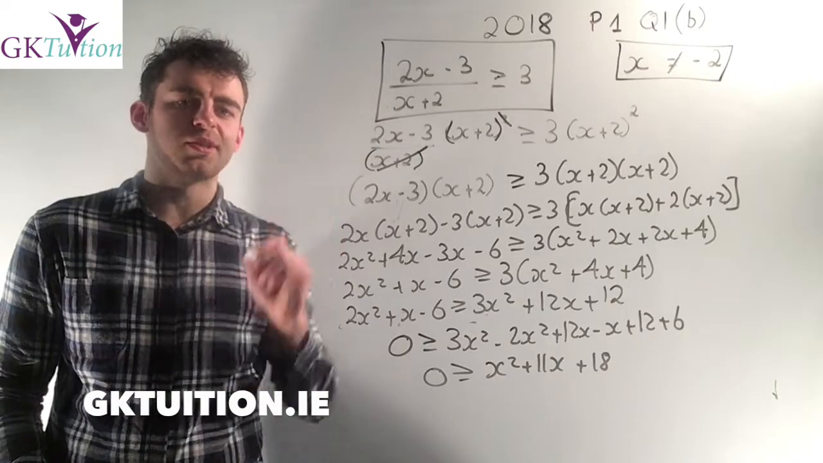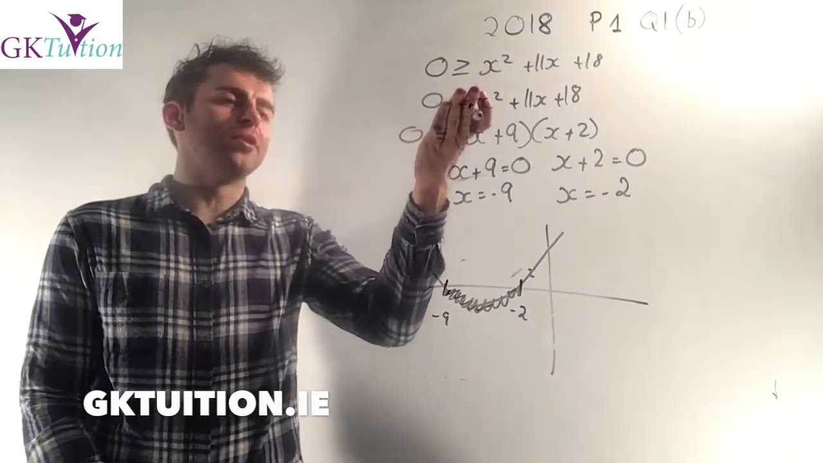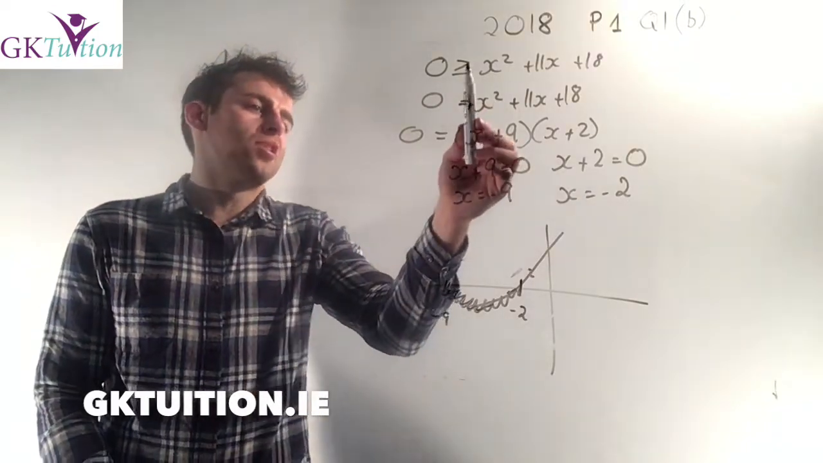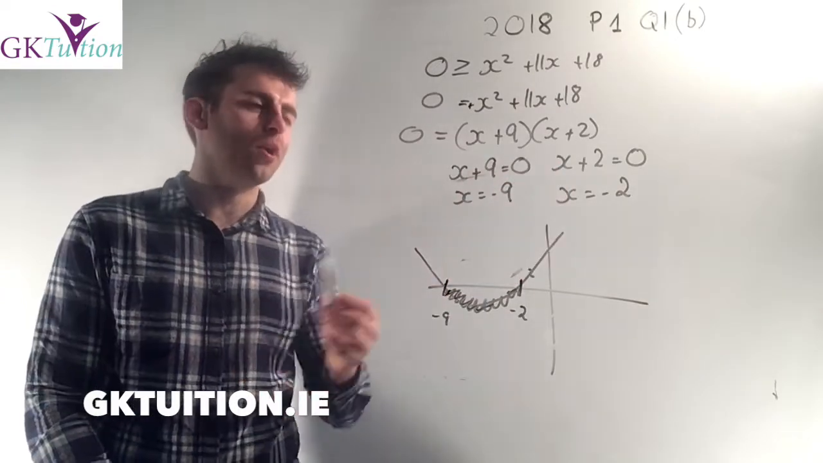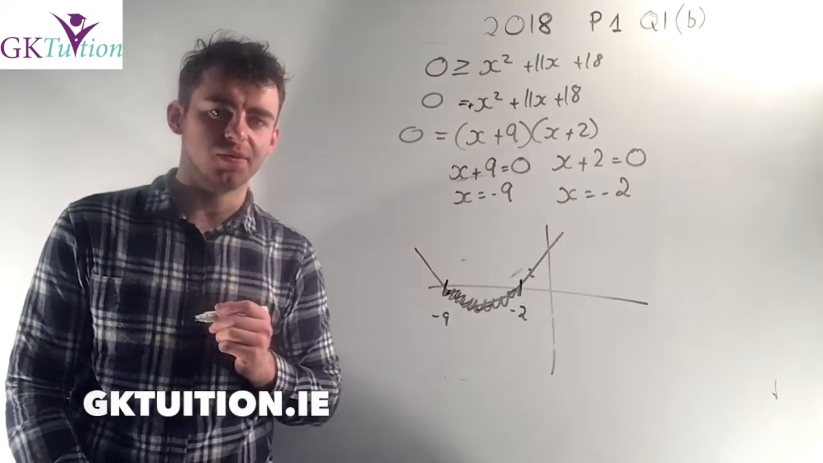So let's start this up at the top again. Once you have your quadratic, you substitute your inequality for an equals and you solve it. So I just ignore my inequality, make it an equals, and I factorize it. I get (x plus 9) and (x plus 2), which means my roots end up at x equals minus 9 and x equals minus 2.